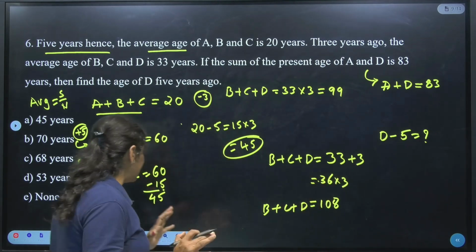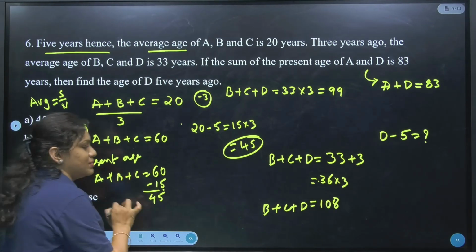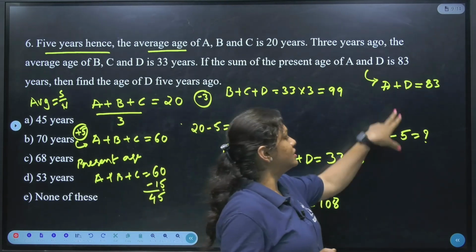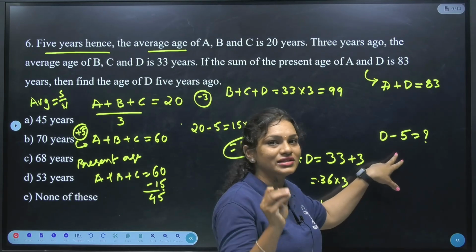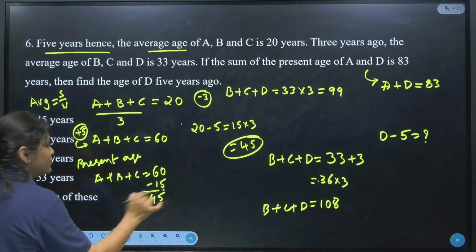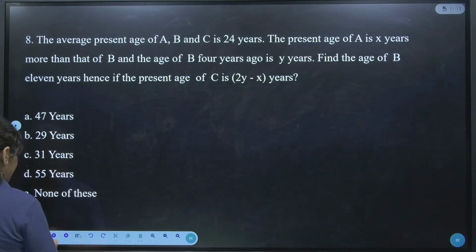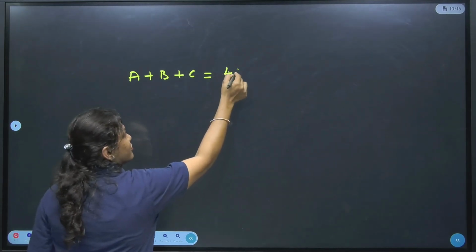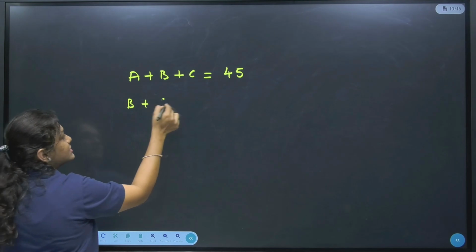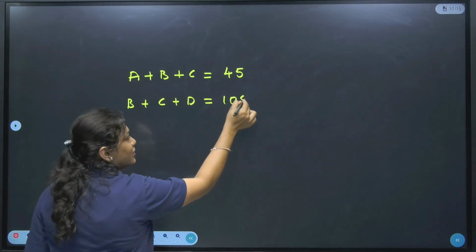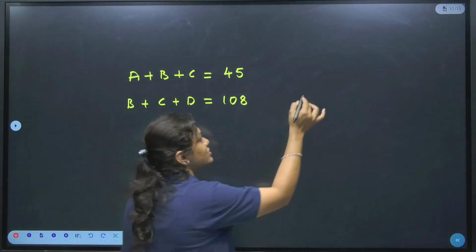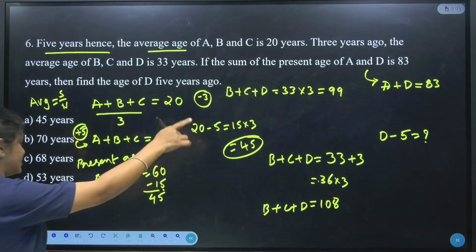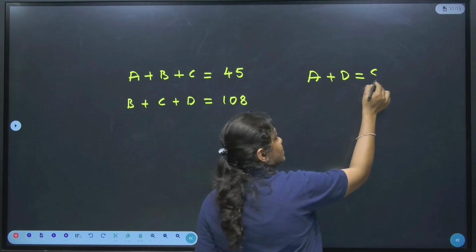Is it clear? So finally, the sum of A, B and C and of B, C and D at present we got. Okay. So if I observe here, we require the D value. If I want to get the D value, if I observe here, in case of these two equations we are getting, just try to understand here. A plus B plus C we are getting, it is how much? 45. Along with this, B plus C plus D we are getting 108. Along with this, according to the question, A plus D's age is how much they have given? It is 83. Right? Yes.